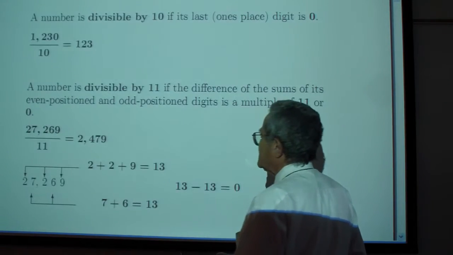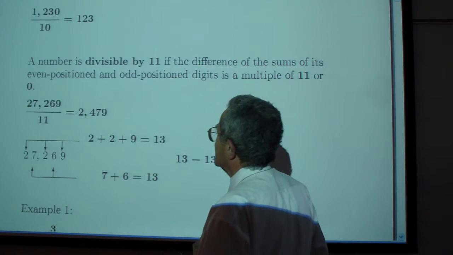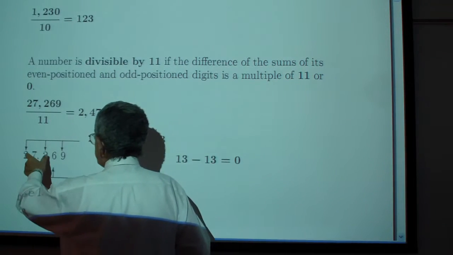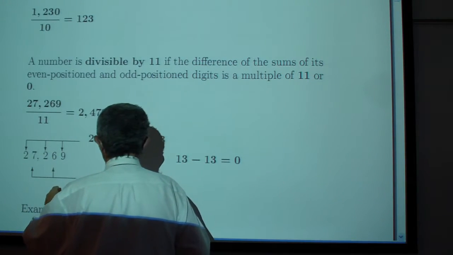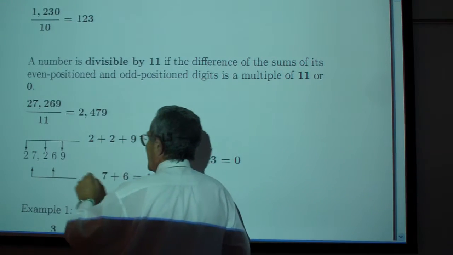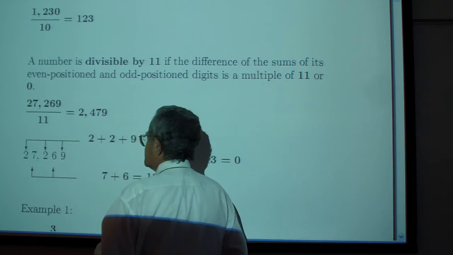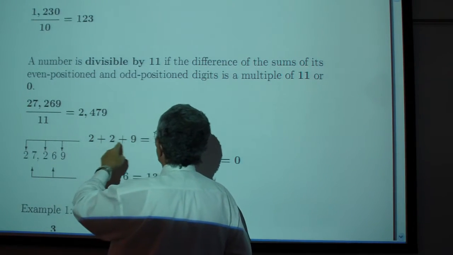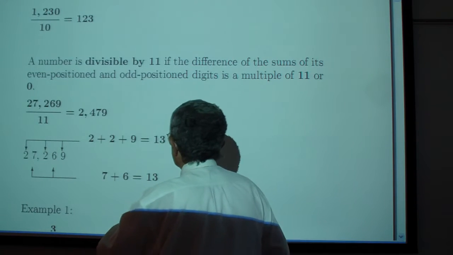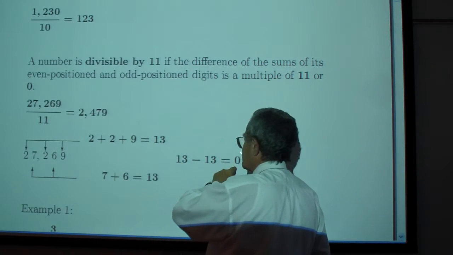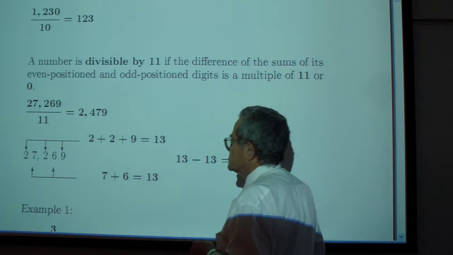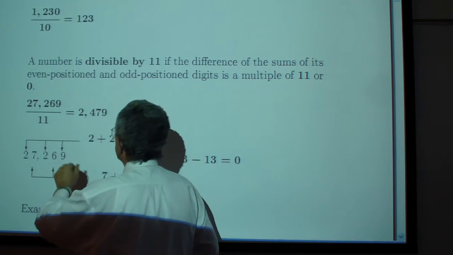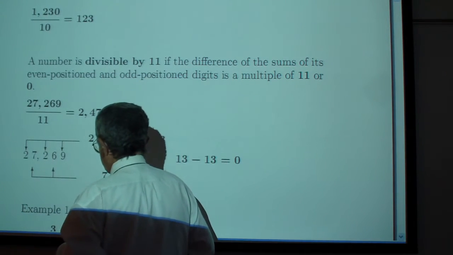A number is divisible by 11 if the sum of its even positioned digits, like 7 plus 6, which is 13, and the sum of its odd positioned digits, like 2 plus 2 plus 9, which is also 13, if the difference of these two numbers is either 0 or a multiple of 11. So 27,269 can be divided by 11.